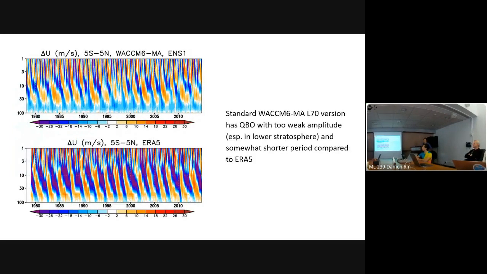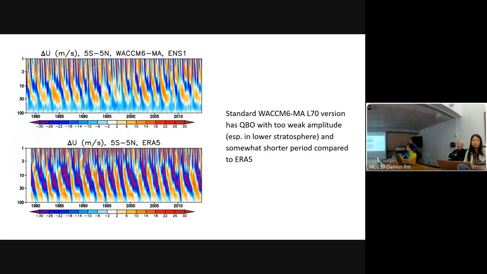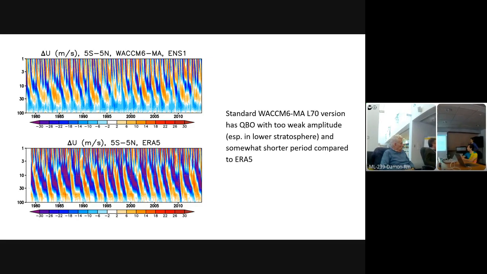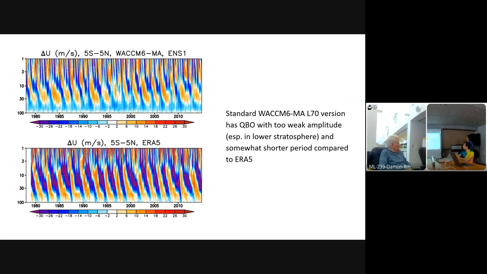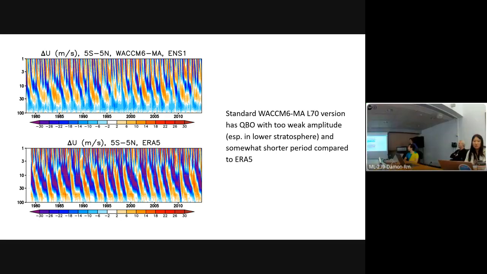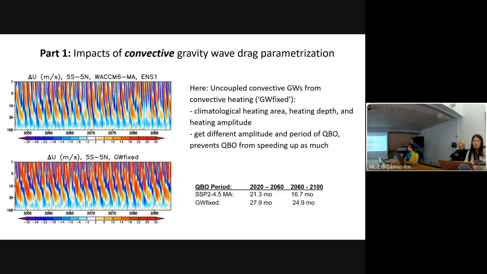Here is the simulated equatorial zonal wind on the top in the WACCM6 1-degree version, and at the bottom is ERA5. You notice that this model version has a weak amplitude of the QBO, especially in the lowest stratosphere, where there's basically no QBO. What you might not immediately notice from eyeballing the plot is that the period of the QBO is also a bit too short compared to reanalysis. So we've tweaked the parameterization to uncouple the convective gravity wave drag from the convective heating region in what we call the gravity wave fixed setup.